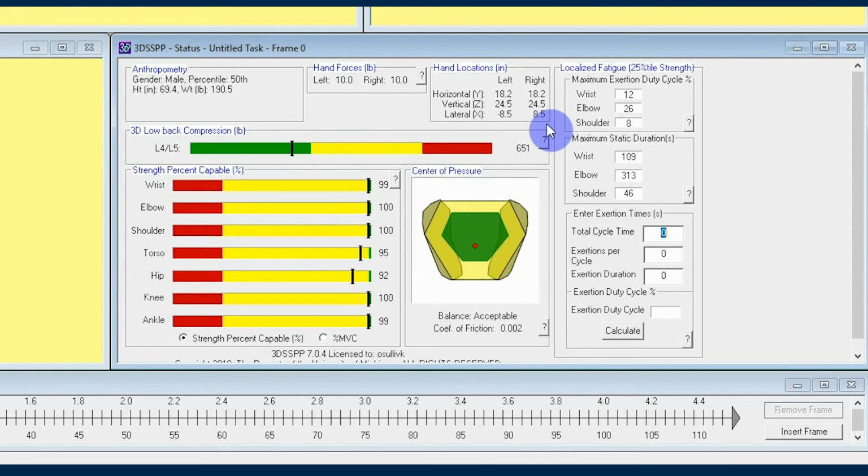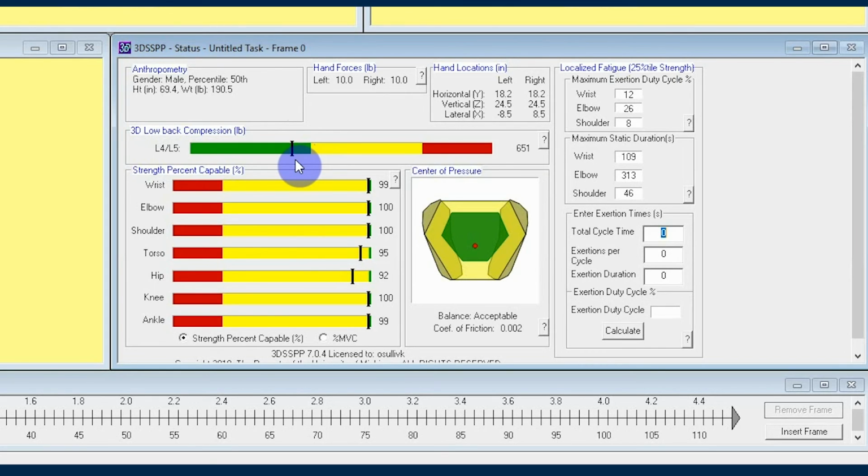Continuing on below these top 3 sections within the status window, we're going to look at the section with this bar graph titled 3D Low Back Compression. This is one of the program's analysis outputs and changes with the inputs. The value of the back compression force that the 3DSSPP calculated is over here to the right of the bar graph. And you'll notice that the value is represented on this bar graph by this black and bolded tick mark seen here in the green third of the bar graph.